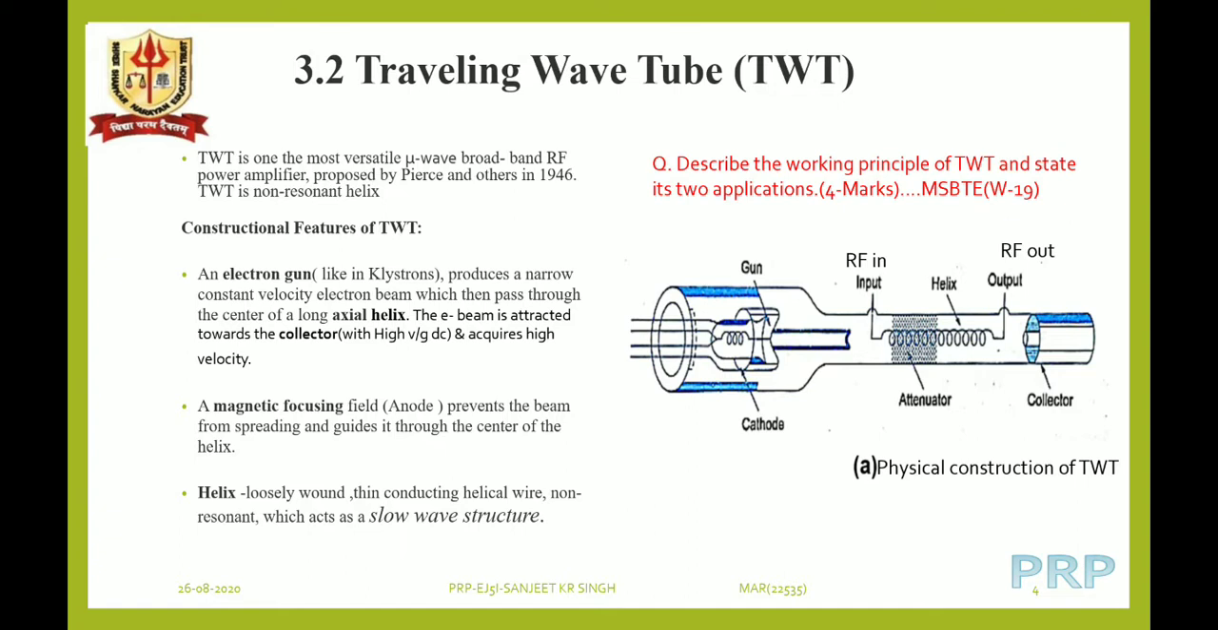Then the signal to be amplified is applied to the input waveguide through a coaxial cable or through a waveguide, and the amplified version is obtained at the output cavity near to the collector. The collector is positively charged, so that it also accelerates the electron beam radiated from the other end of the cathode of the TWT.